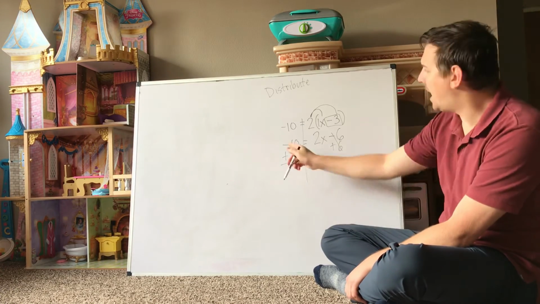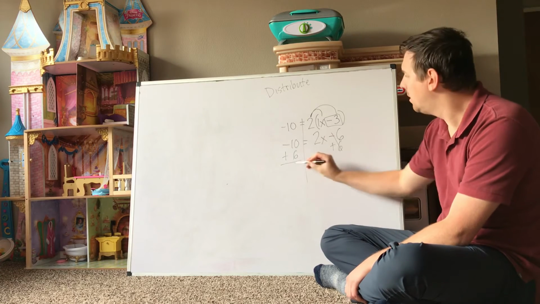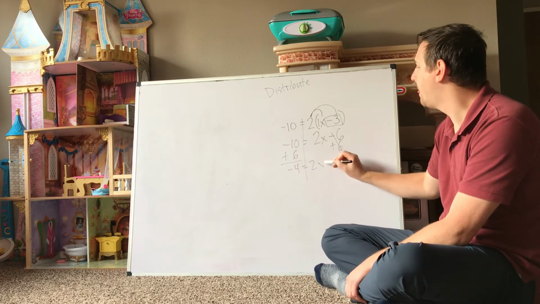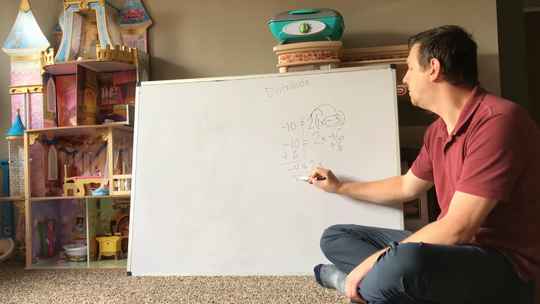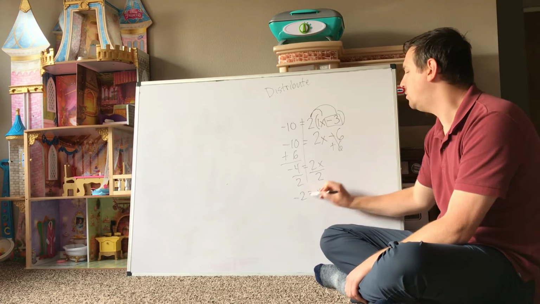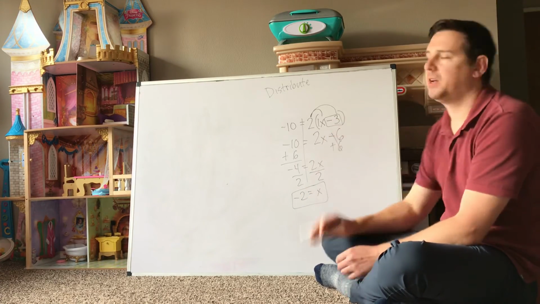Kids will mess that up. They'll add 10, and then there'll be nothing over there. That would be -4. Then we're going to divide by 2, and x equals -2. You can check that by plugging it back in.